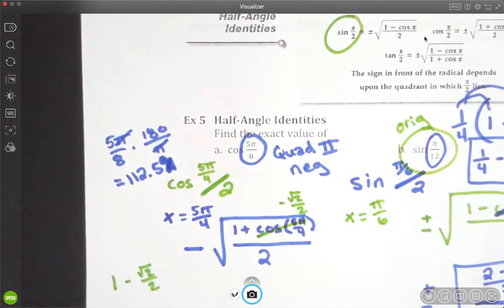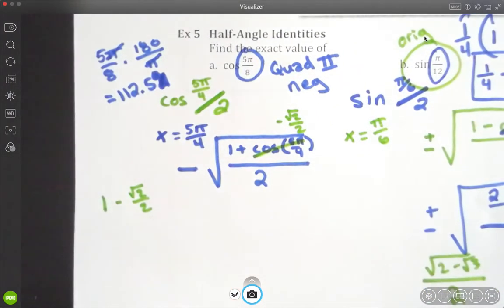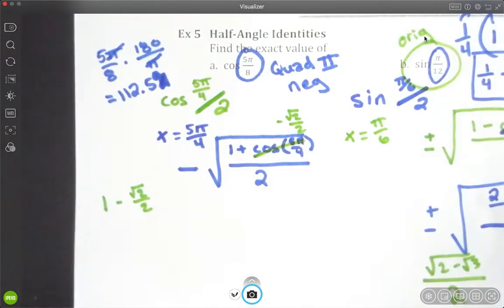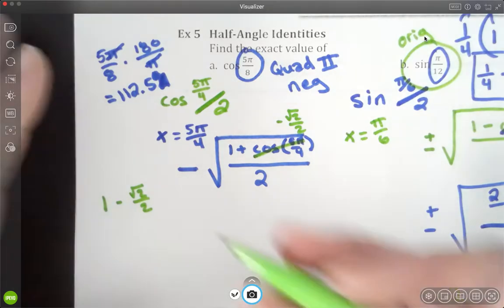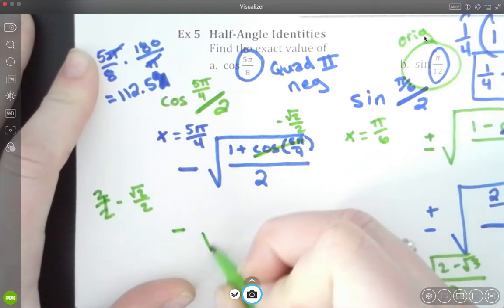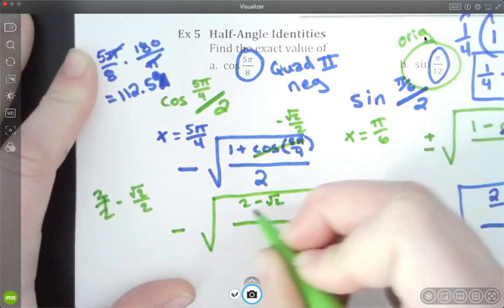So on the top, we have 1 minus the square root of 2 over 2, and I want to combine those two things. Okay, you're right, it is 1 plus a negative square root of 2 over 2. Good thought, I kind of skipped over that. I'm going to change that to minus. Can I do that? I kind of snuck that in there. So I'm going to change the 1 to 2 over 2. So the top will look like 2 minus the square root of 2 all over 2.